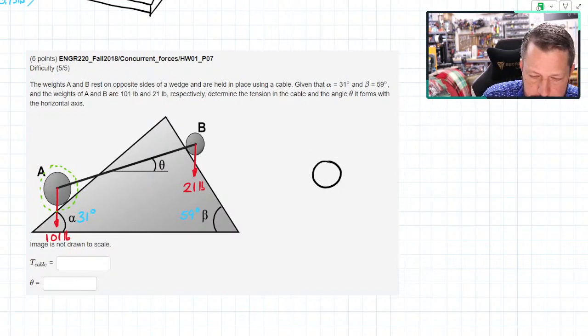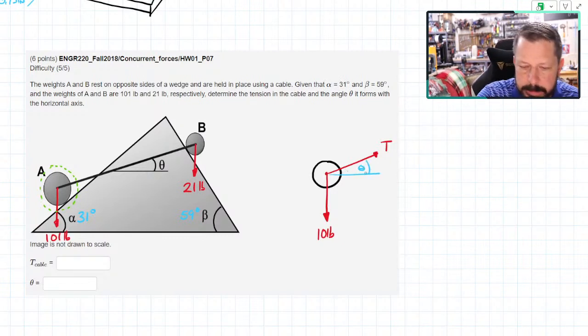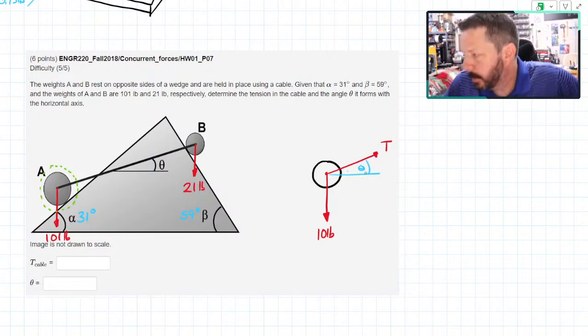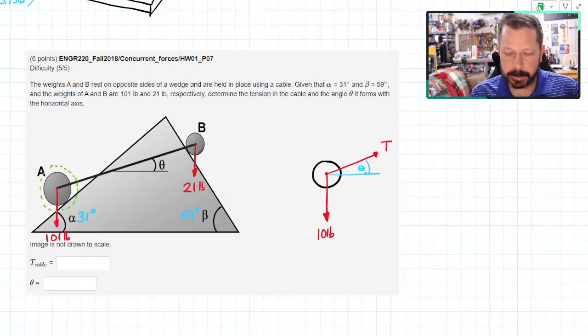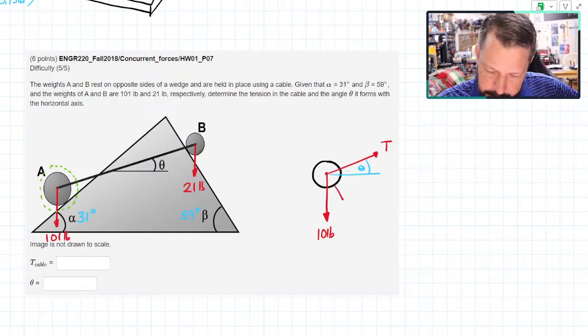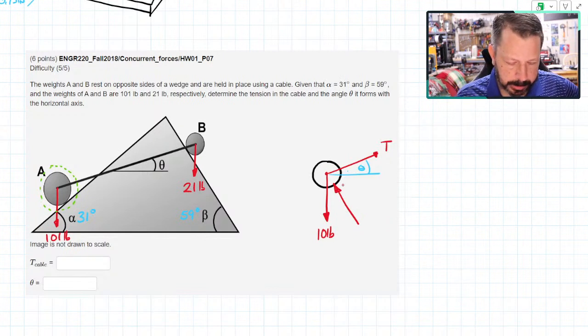So there's A. I do know it weighs 101 pounds. I do know that it has some amount of tension at angle theta. We'll call that just T, representing the tension in cable AB. I see a new question in the chat. I'll get to that one once we do some work on this. This is not the entire free body diagram, though. I also have this force. We'll call that one the normal force for A.